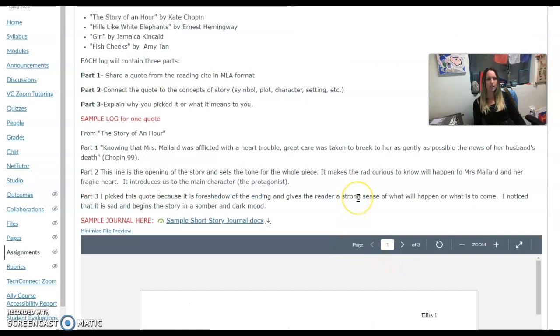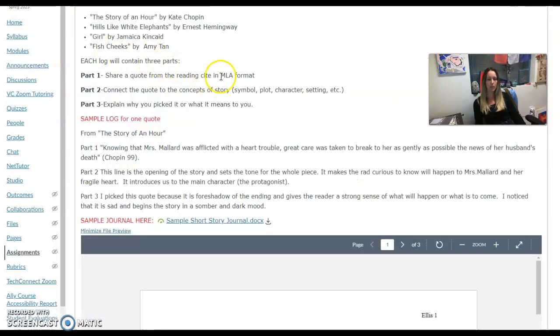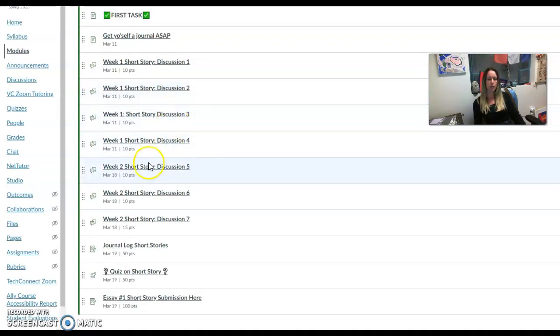But pick the golden lines that stand out to you, because those are the ones that are going to excite you, that you're going to want to write about and reflect on. And if you're interested in writing the short story essay for Unit 1, then you can use your journal to guide you into a literary analysis by the things that you focus on.